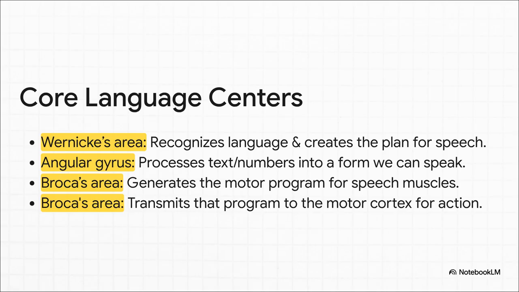And then we have Broca's area. This is the production center. It generates the super detailed motor program for all our speech muscles, larynx, tongue, cheeks, lips, and then it shoots that program over to the primary motor cortex to actually make it happen.